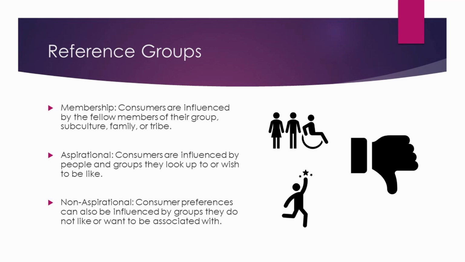Membership groups are groups of individuals with whom the consumer shares key aspects of their identity. Examples are family and subculture. Aspirational groups are groups of individuals who the consumer aspires to be like. These can take the form of influencers, celebrities, or people the consumer respects. Non-aspirational groups are individuals the consumer does not wish to emulate or be associated with.